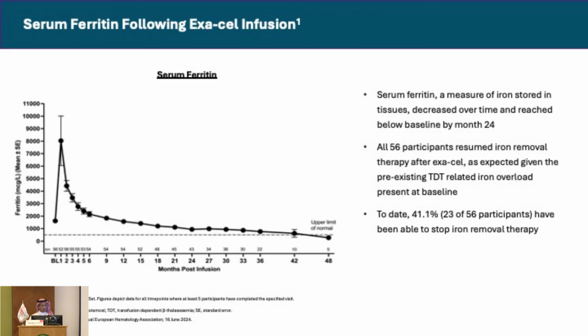Serum ferritin showed a significant drop. These patients, before the treatment with the gene therapy, required chelation therapy, either by phlebotomy or iron chelation medication. In fact, 40% of them were able to stop iron chelation after some time.